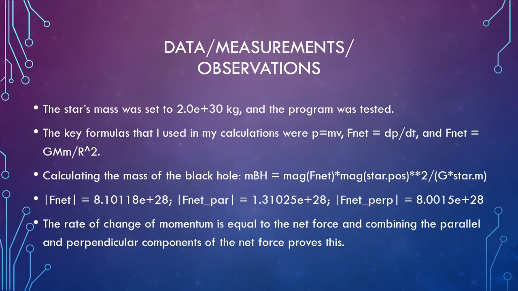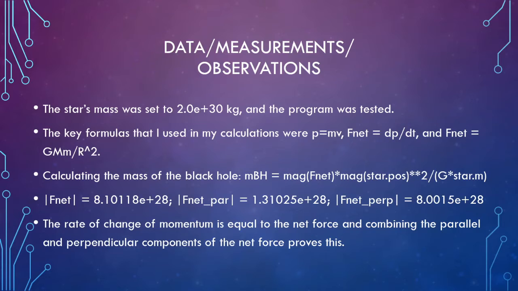The star's mass was set to 2 times 10 to the 30th power kilograms, and the program was tested. The key formulas that I used in my calculations were p = mv, or momentum is equal to mass times velocity; F_net = dp/dt, or the net force is equal to the change in momentum over the change in time; and F_net = GMm/r², or the net force is equal to the universal gravitational constant times the mass of one object times the mass of another object, all divided by the distance squared.